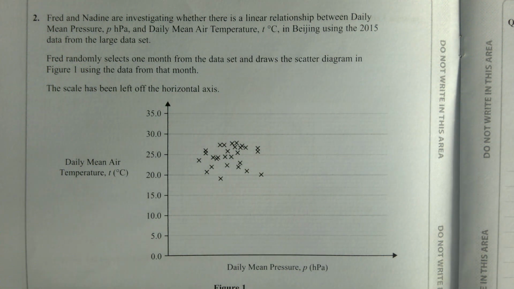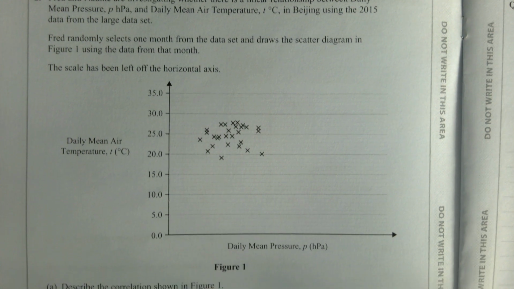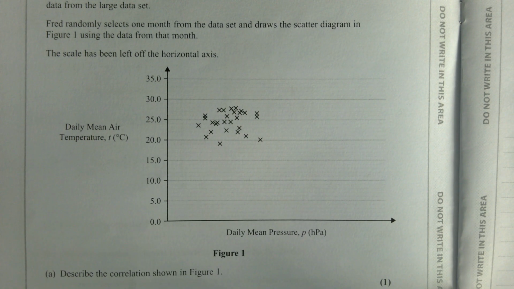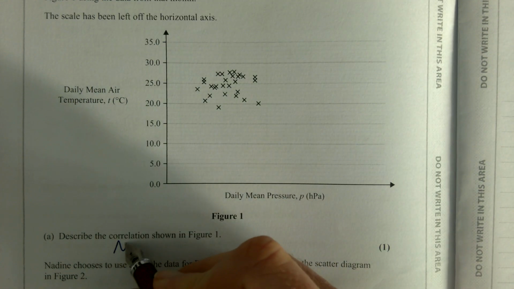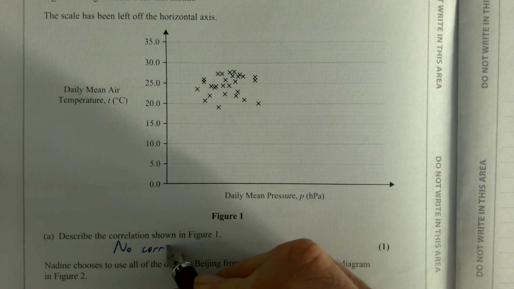Question 2. This is all to do with correlation. The first actual question is to describe the correlation shown in figure 1. There's actually two answers that will get you the marks here. The best answer is just to say no correlation, because there isn't any.